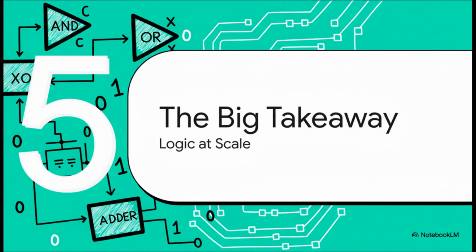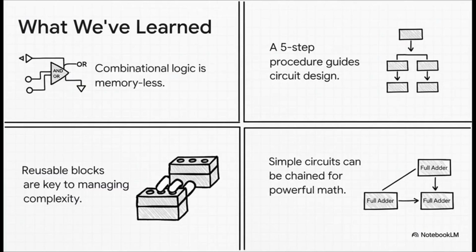Okay, wow. We've covered a lot of ground. So let's just take a step back for a second and bring it all home. What's the big picture here? So let's recap. We've learned that combinational logic is the what you see is what you get part of the digital world. No memory, just instant reaction. We know there's a clear 5-step recipe to build these circuits from scratch. We saw that to build anything complex, we rely on reusable functional blocks. And maybe the most profound piece is that by linking these simple, predictable blocks together, we can achieve incredibly powerful results, like the very math that makes our computers work.